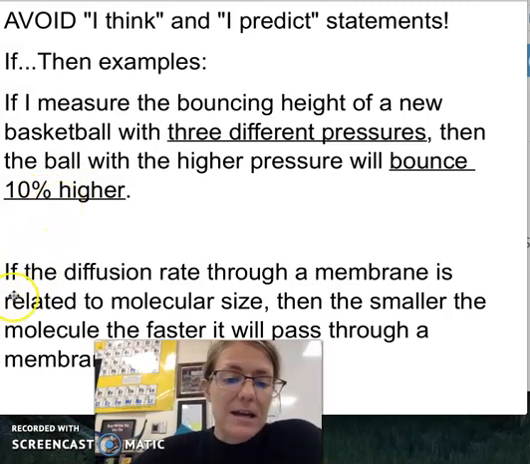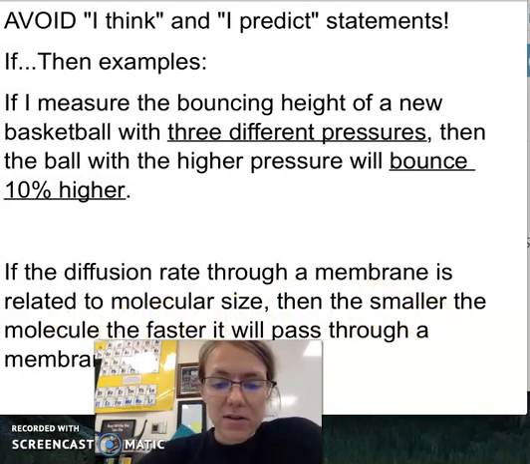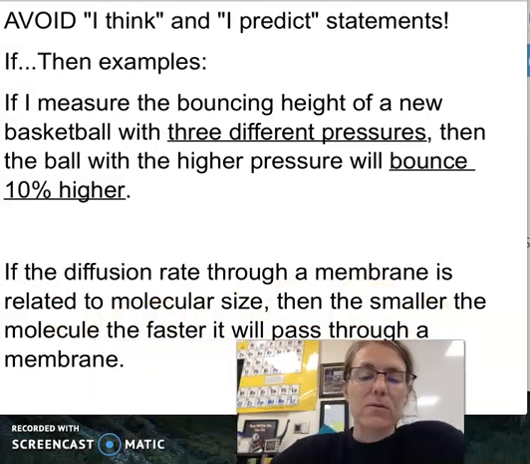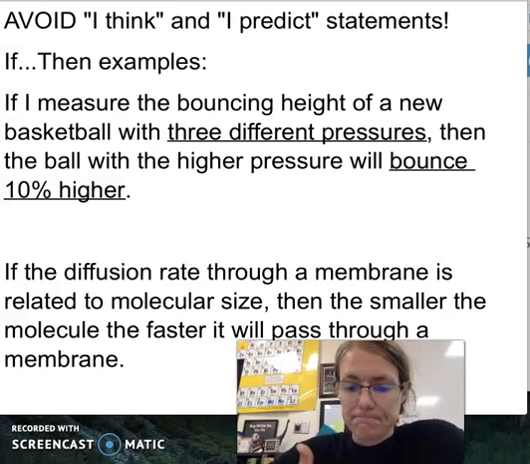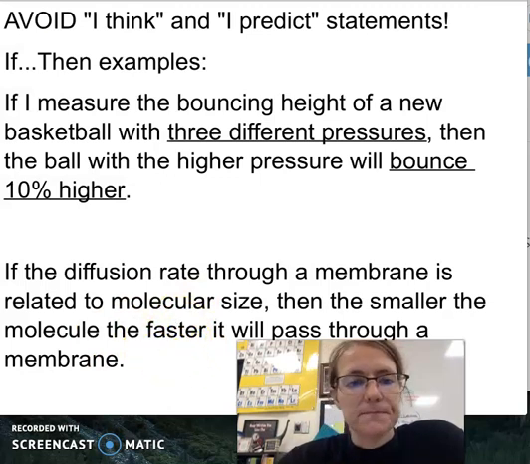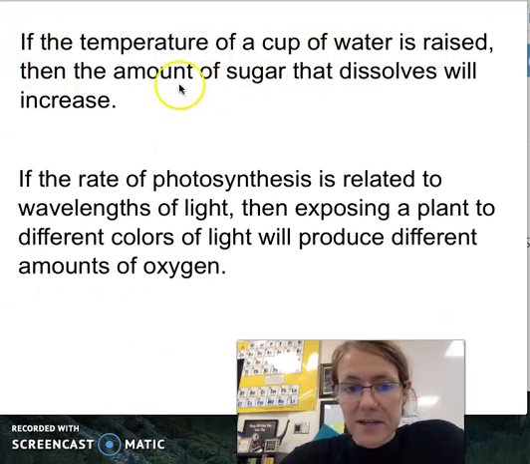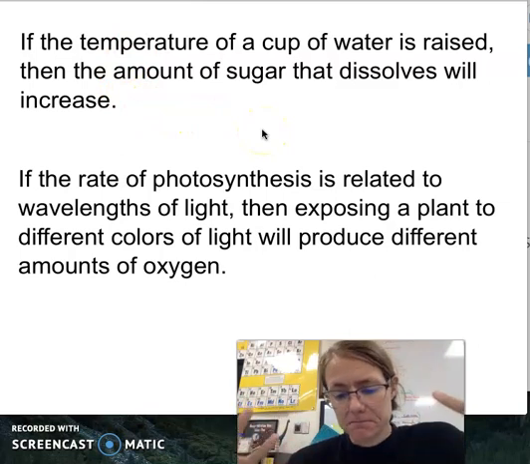Here's another one. If the diffusion rate through a membrane is related to molecular size, then the smaller the molecule, the faster it will pass through a membrane. That one doesn't really have a statement that you can test, but maybe you can look at time, okay? If the temperature of a cup of water is raised, then the amount of sugar that dissolves will increase. And you might go on to say because of increased molecular movement, okay?